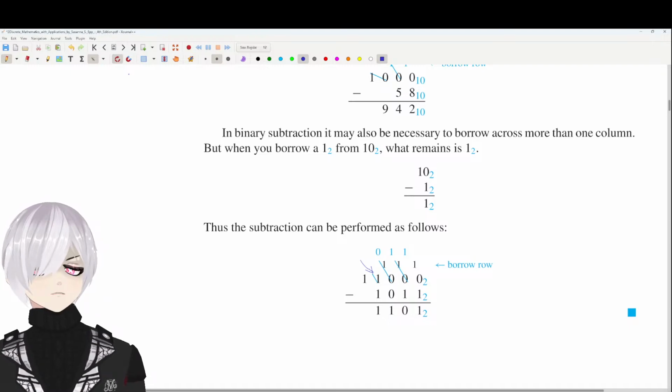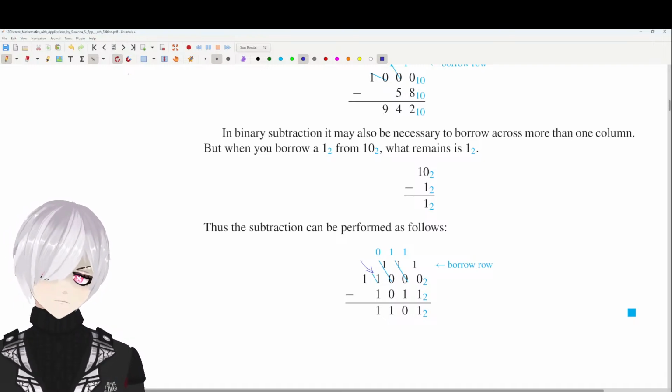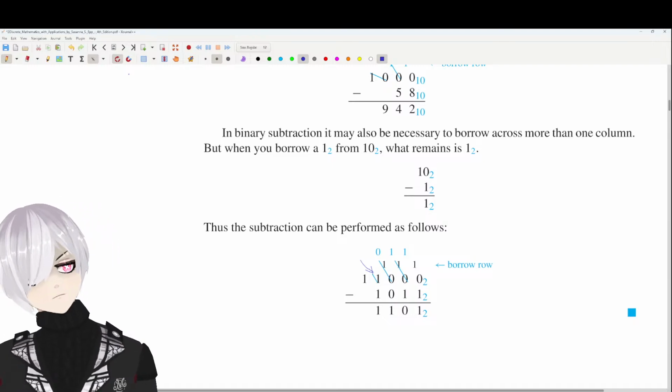Yeah, maybe it's not so complicated if you think about it in terms of a floating 10, which you can then subtract 1 from.